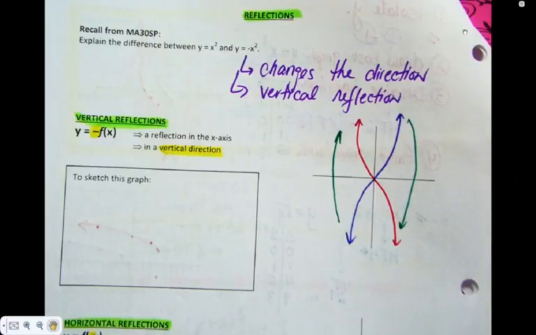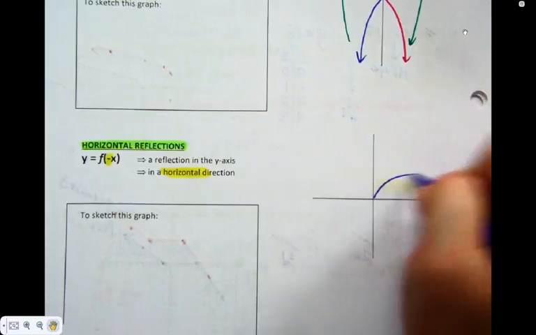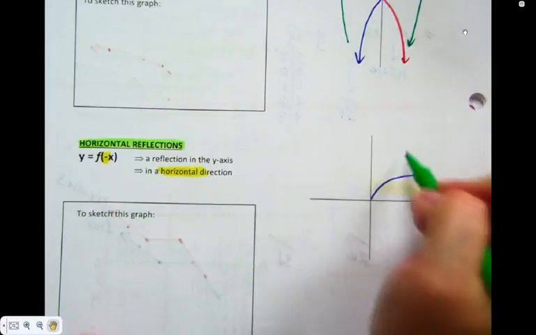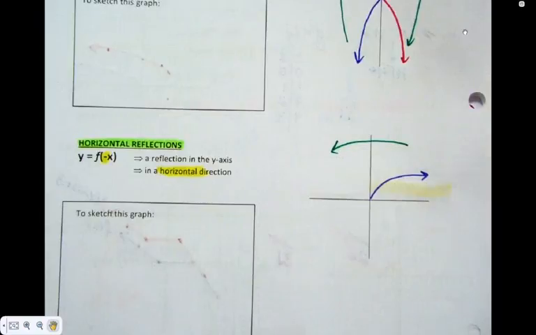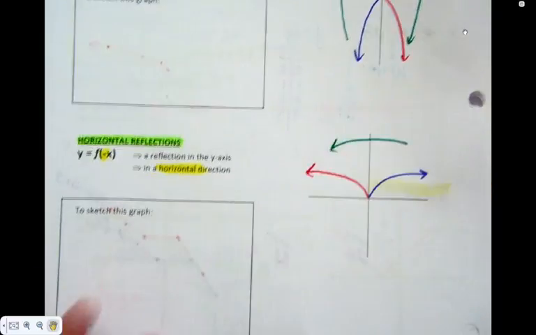I'll come back to the box. I just want to go down and do the example for a horizontal. Let's do the square root graph. Square root graph is the swoop to the right. A horizontal reflection is left goes to right, right goes to left. So what do you think this is going to look like if we reflect it horizontally? Swoop to the left. There's your very first ever horizontal reflection.